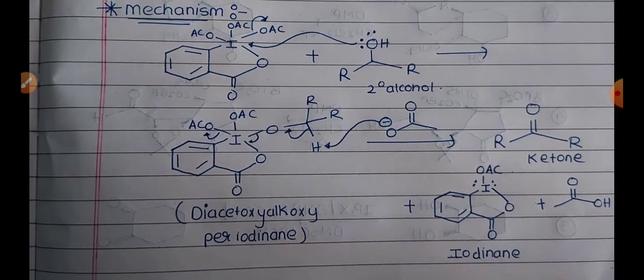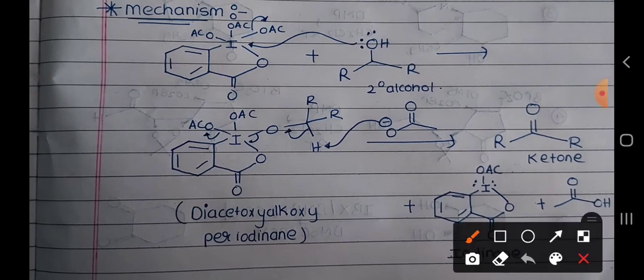Here you can see the secondary alcohol is given. This secondary alcohol has a lone pair on the oxygen atom. You can see the lone pair will attack over here. This acetyl group will be free, and this alkoxy group will be attached over here and we get a diacetoxy alkoxy periodinane. After that, the acetyl group which is free acts as a base that will abstract this hydrogen.